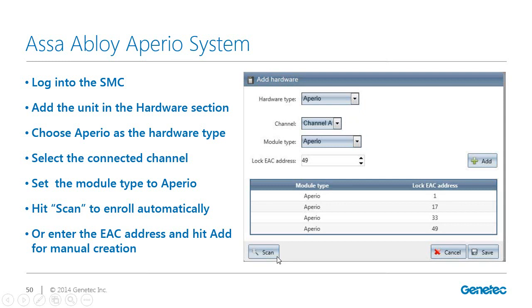Now down below here we can either hit scan to enroll the units automatically, but if we know the lock EAC addresses, it might be faster to enroll them manually by entering the EAC numbers, like we have here. We just need to enter the address here and click on add, and just repeat that for each lock that we have on the system. Once we're done here, just click save, and then refresh to see the new locks on the system from the hardware page. Once we're finished here, we can just enroll the SMC unit in Security Center.